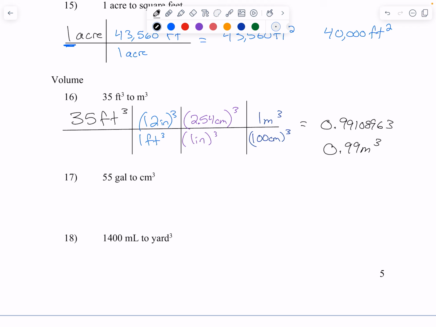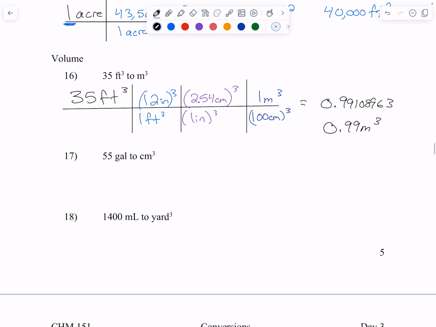55 gallons to cubic centimeters. So 55 gallons.